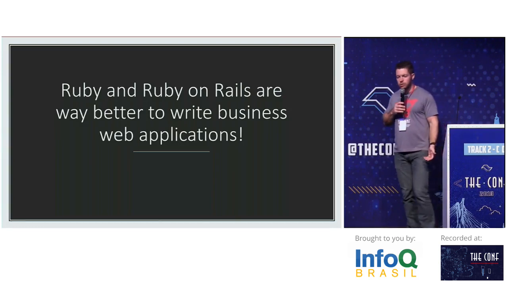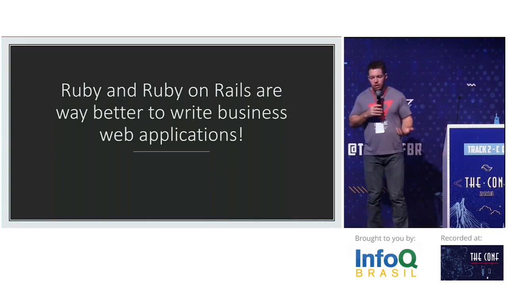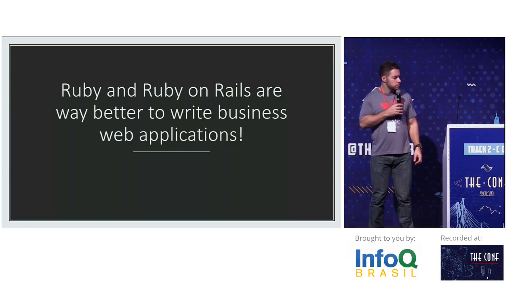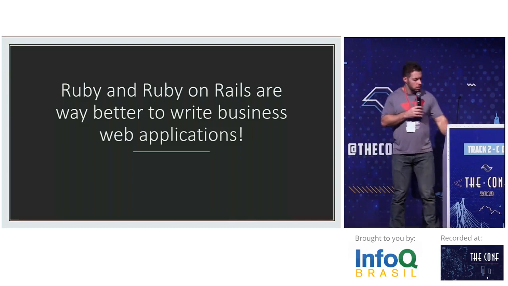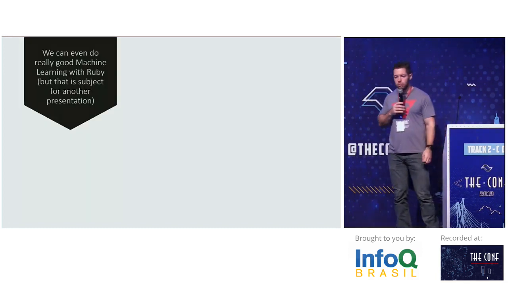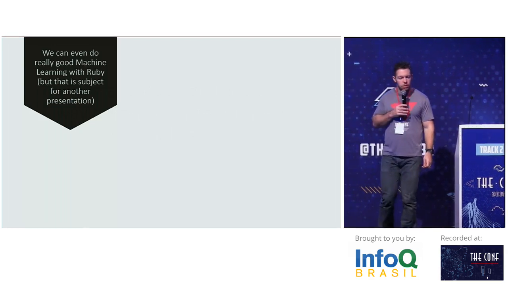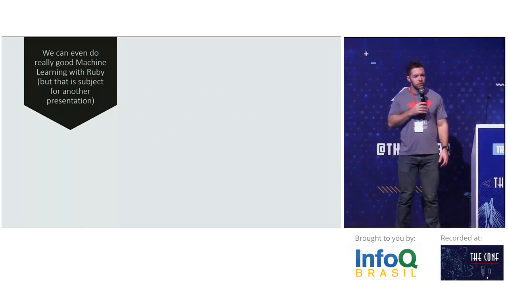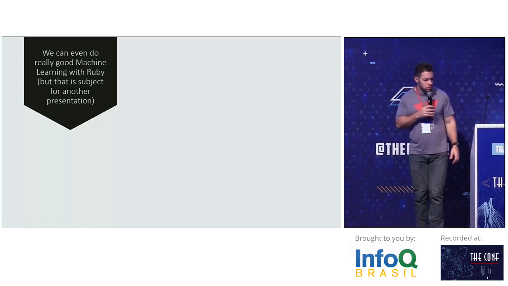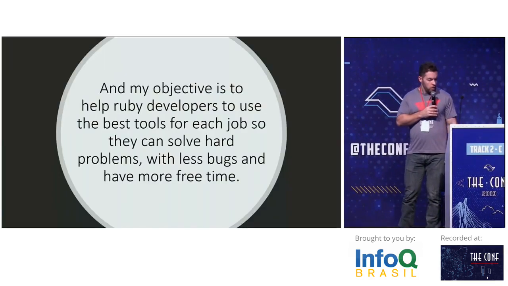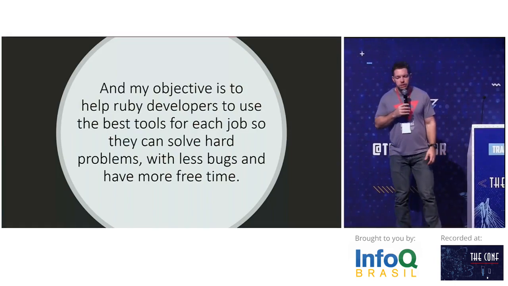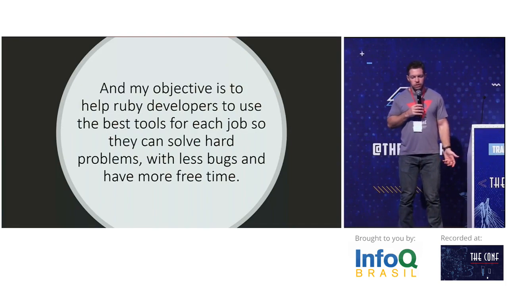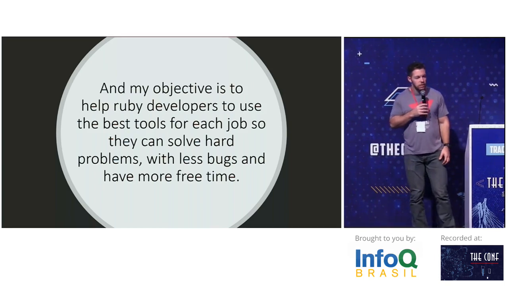But Ruby on Rails is great to write business web applications. So we can also do some really good machine learning with Ruby, but let's leave that for another talk some other day. And my objective here is to help Ruby developers to use the best tools for each job so they can solve hard problems with fewer bugs and have more free time.